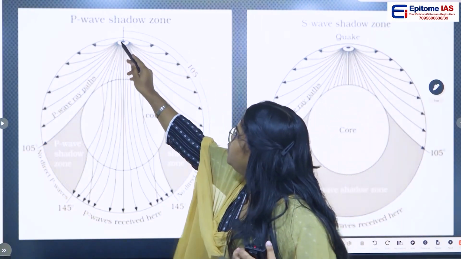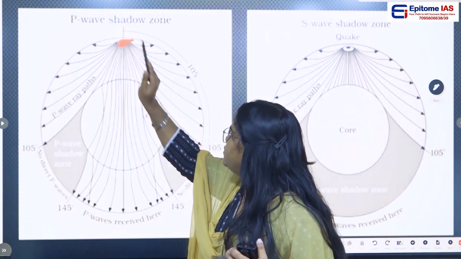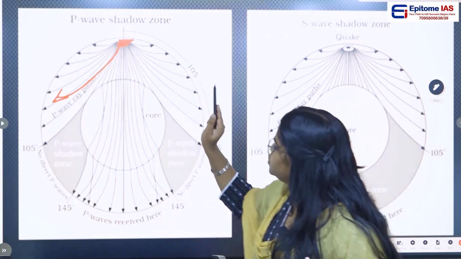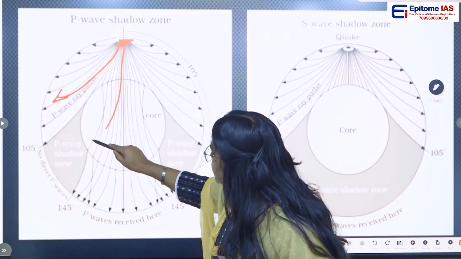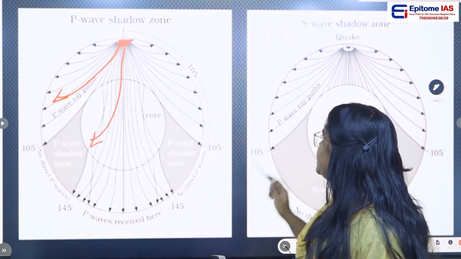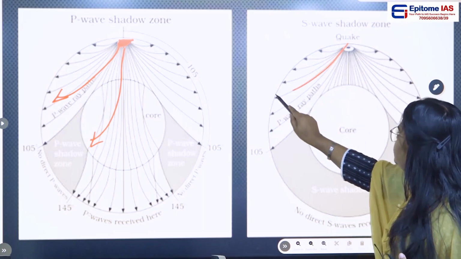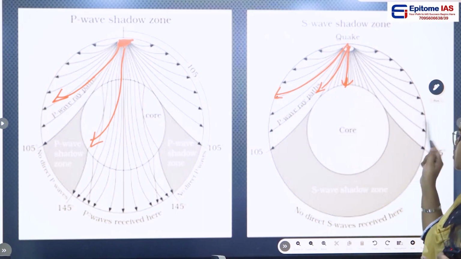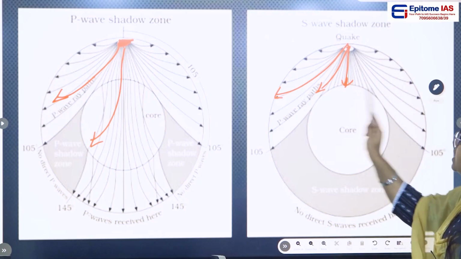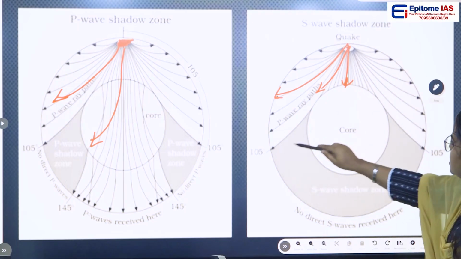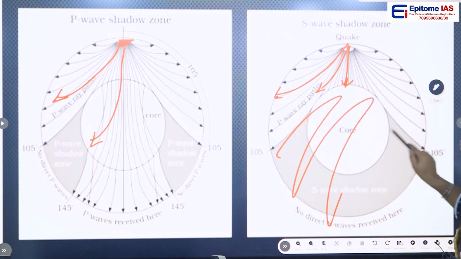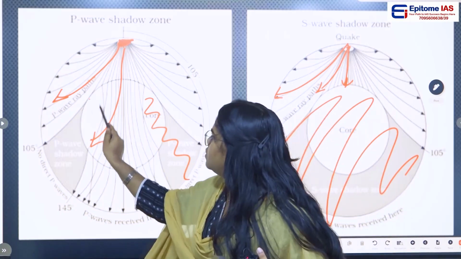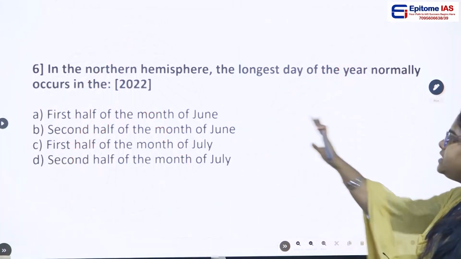Let's say this is the shadow of the P wave. It will travel through the solid and it can also travel through the liquid. But in case of the S wave, it can only travel in the solid. It can't travel through the liquid. So these are the pictures of the shadow zone. These are the shadow zone of the S wave, and if you see here, this is the shadow zone of the P wave.